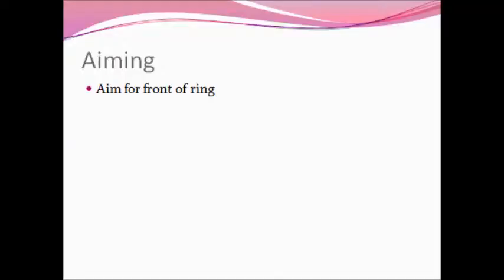Naturally, aiming is an important aspect of shooting a basketball successfully. We have found that aiming the ball for the front of the rim is the most accurate way to shoot from a standing shot.